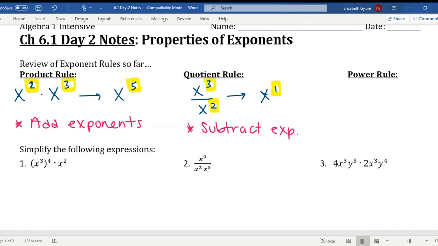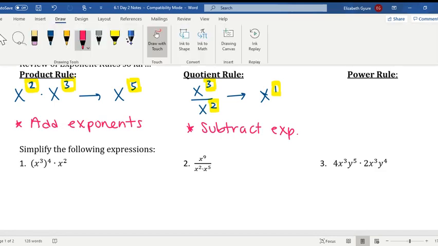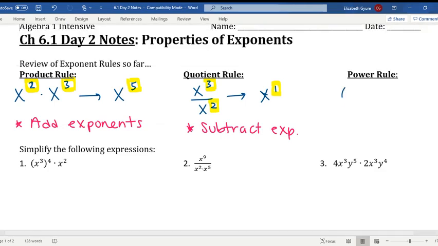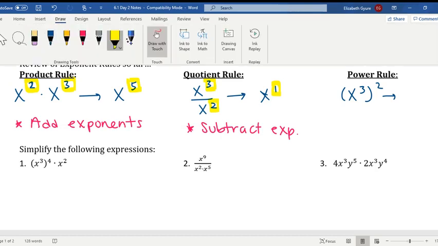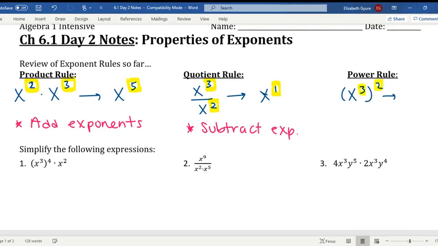All right, and then our power rule. That's where we take an exponent and raise it to another exponent. So that would be if we had something like x to the third squared. Raise them high and what? Very good. Raise them high and multiply. 3 times 2. Take our 3 times our 2. 3 times 2 is 6. Good. And these are our 3 main rules.